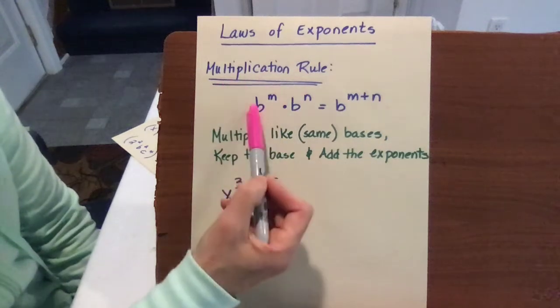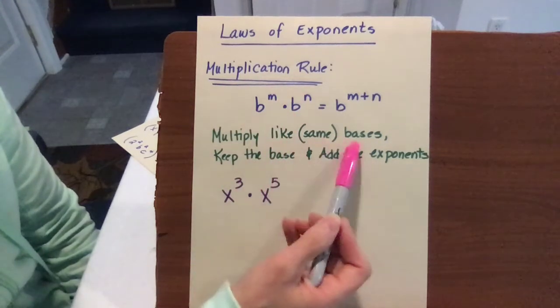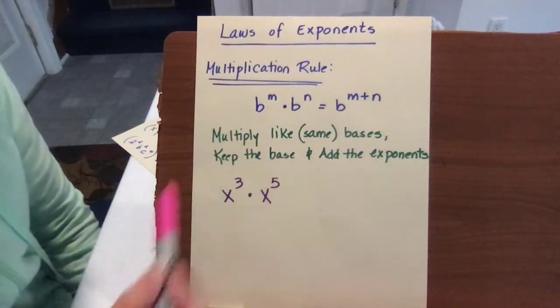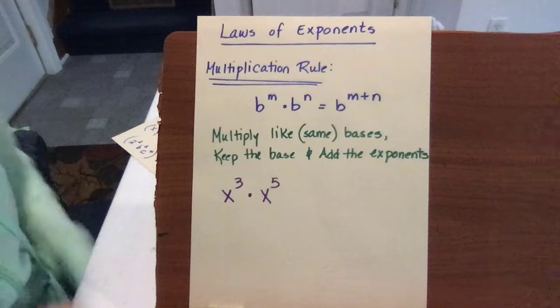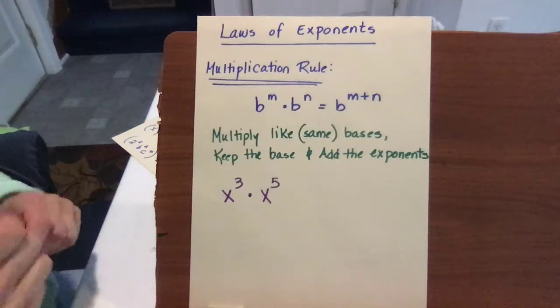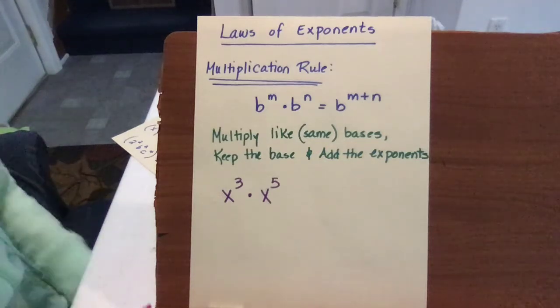When we're multiplying like bases, or same bases, we keep the base and add the exponents. As you go through this, we're going to see it and hear it over and over, and you want to say it in your head so you know the rule. Okay, so we'll start with our first example.